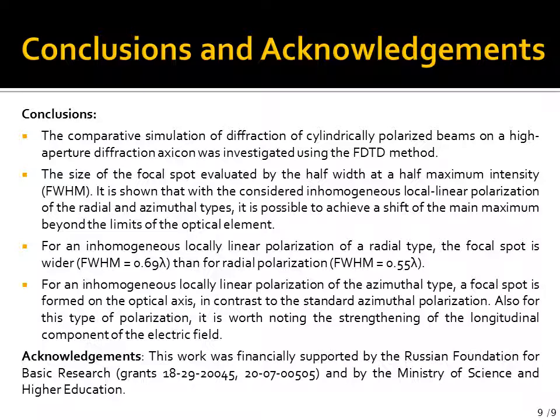For inhomogeneous local linear polarizations of the radial type, the focal spot is wider than for radial polarization. For inhomogeneous local linear polarizations of the azimuthal type, a focal spot is formed on the optical axis, in contrast to the standard azimuthal polarization. Also for this type of polarization, it is worth noting a strengthening of the longitudinal component of the electric field.